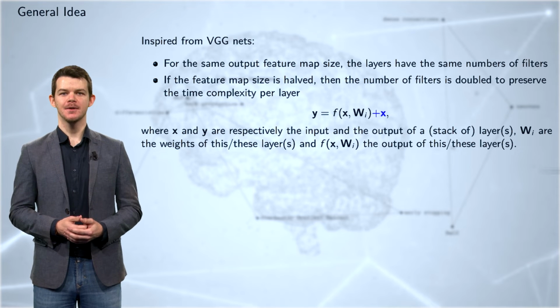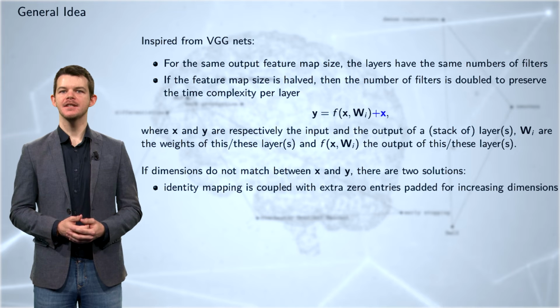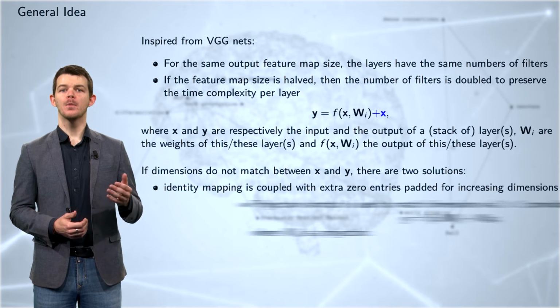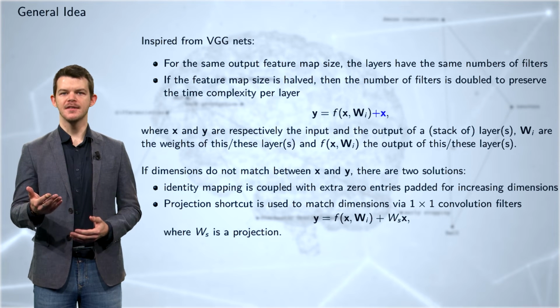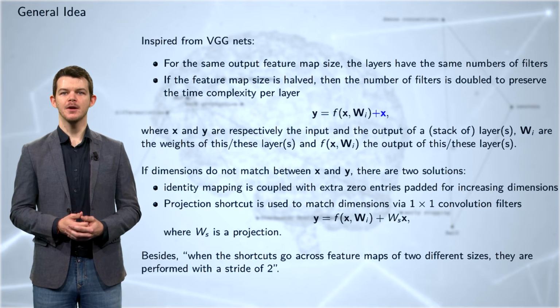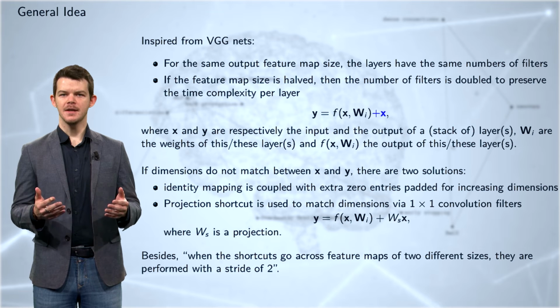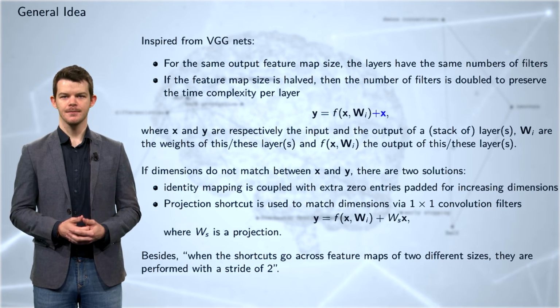We may encounter a size dimension problem. There are two solutions for that. Identity mapping is coupled with zero padding to match dimensions, or projection shortcut is used to match dimensions via one-by-one filters. Another comment is that when the shortcut connections go across feature maps of different sizes, they are performed with a stride of 2. These technical details allow to perform additions of feature maps of different sizes.